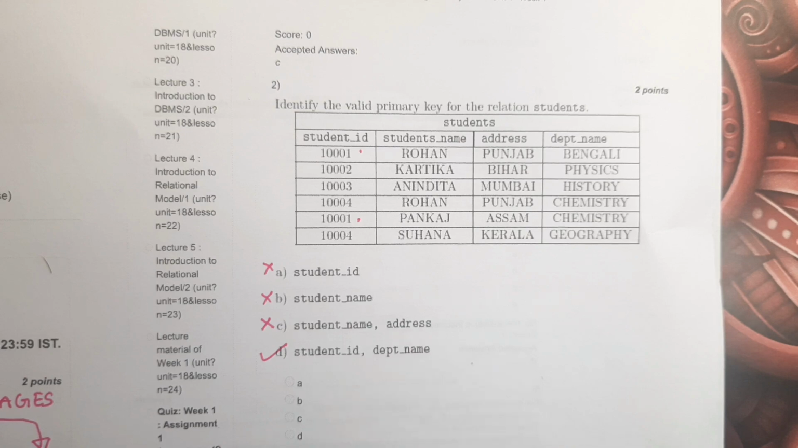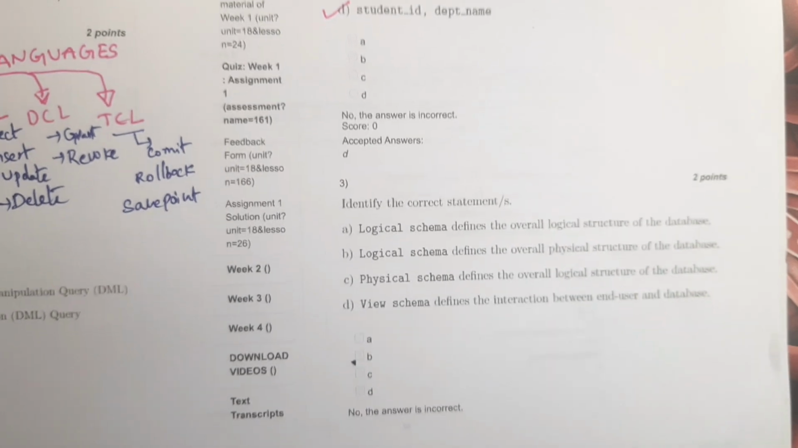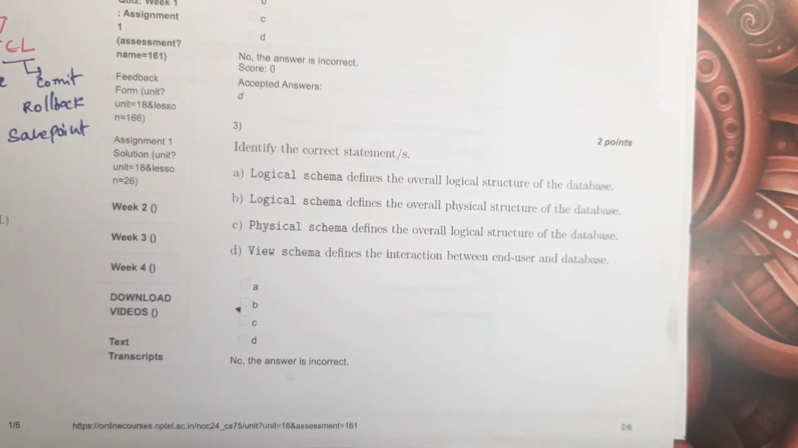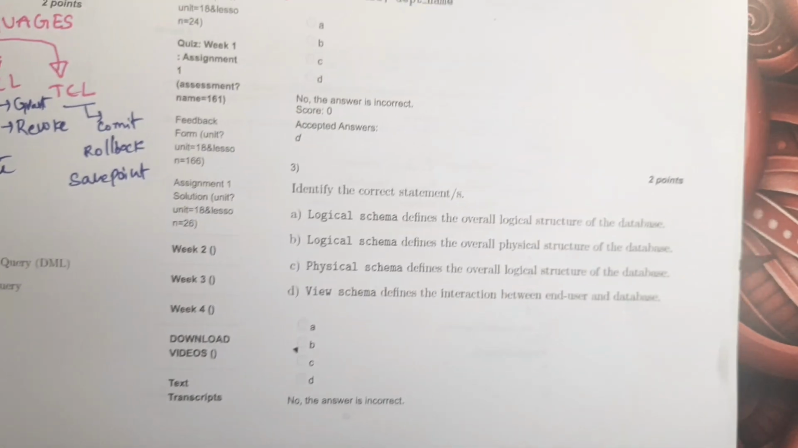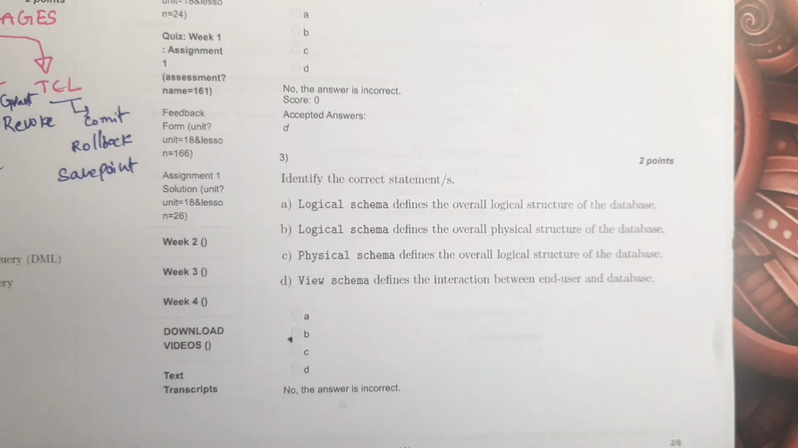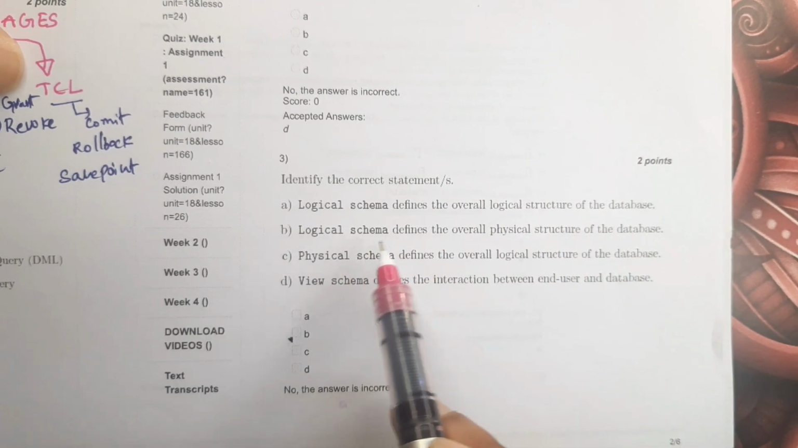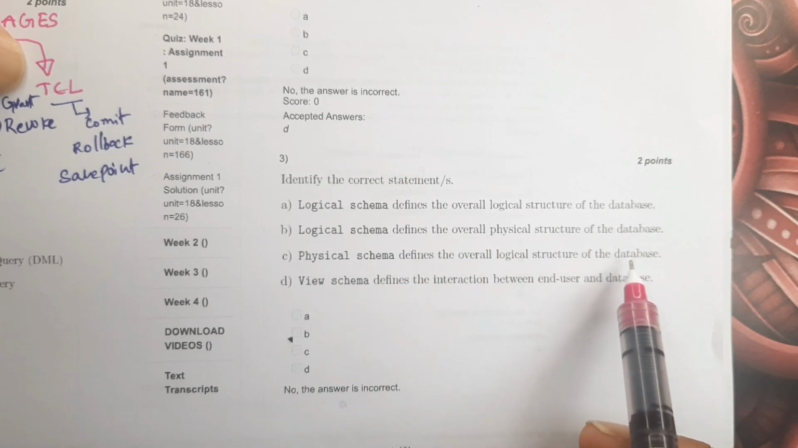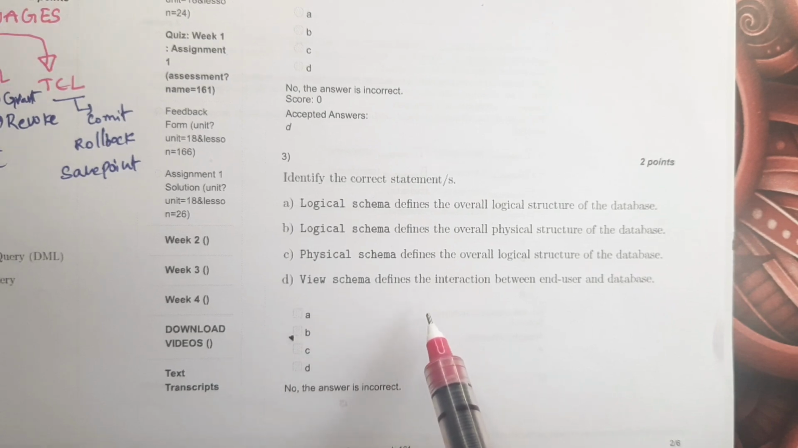Okay, so here the correct answer for this question is answer D. Let us move on to question number 3. So what is the question we have on the screen? Identify the correct statement. So here: logical schema defines logical structure, logical schema defines physical structure, physical schema defines overall logical structure, and view schema defines interaction between the end user and database.